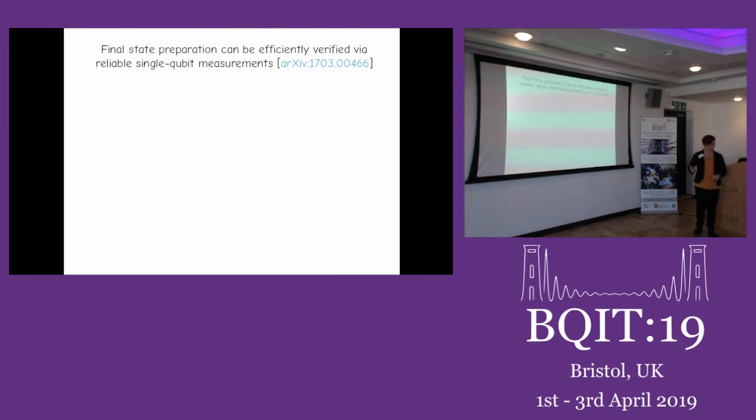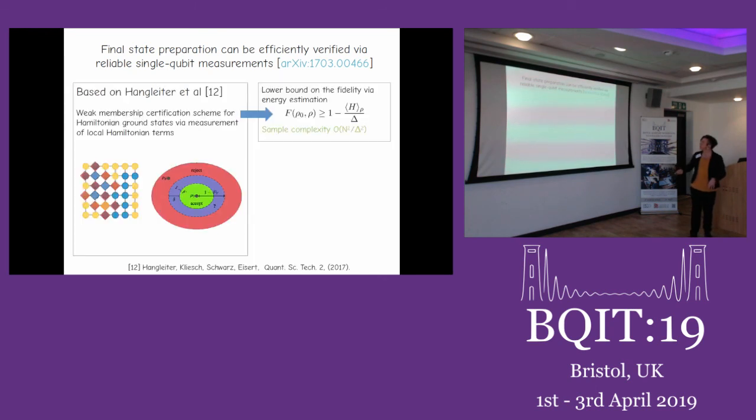But anyway, it's an assumption, just to be rigorous. And the protocol is based on previous work by Handleiter, Clich, Schwarz, and Eisert. In this paper, they introduce a general scheme to estimate fidelities of ground states of local frustration-free Hamiltonians.